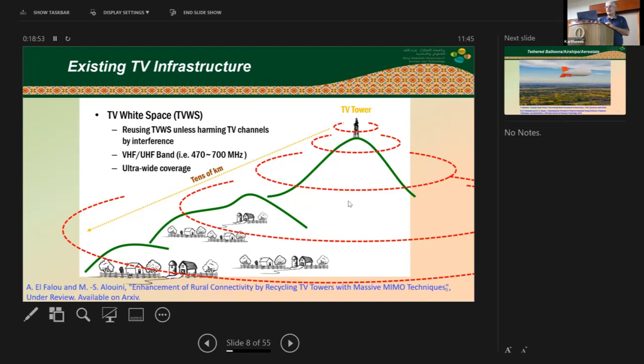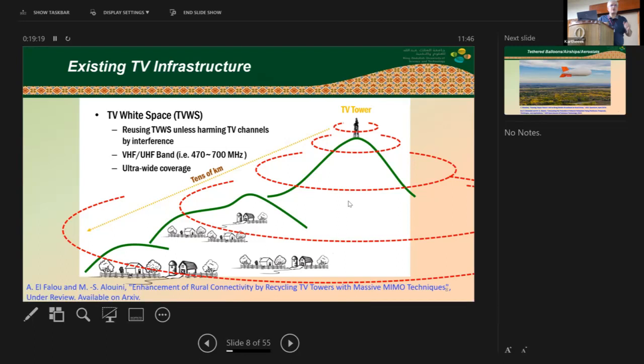Actually, when you talk about rural areas, that's the reverse of what you should do. You should go for very broad cells. The bigger the cell is, the better it is. Because the population density is low, you want to have one single tower that covers as much as possible. And one way to do that is basically to reuse the TV infrastructure. Why? TV infrastructure typically is designed in strategic locations in rural areas. You can take advantage of the TV white space.